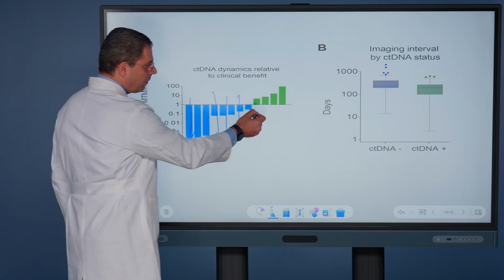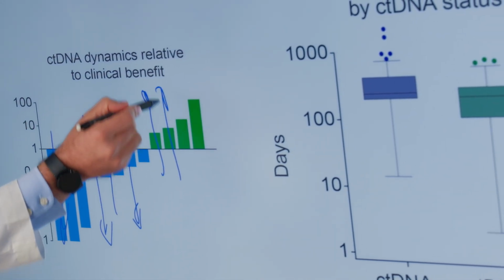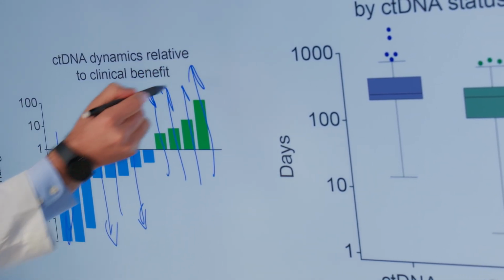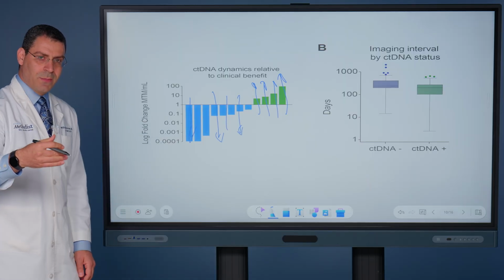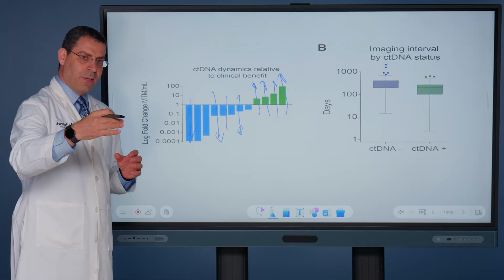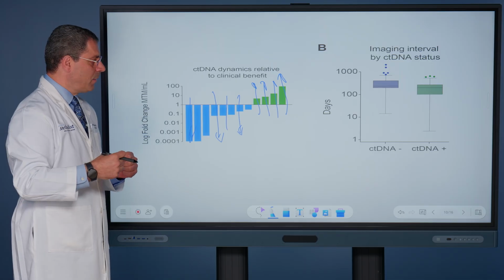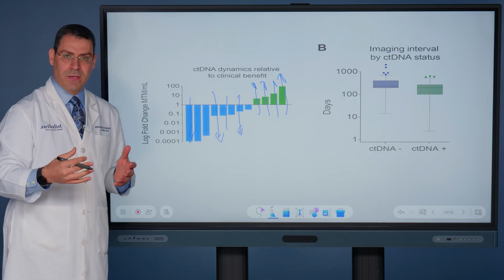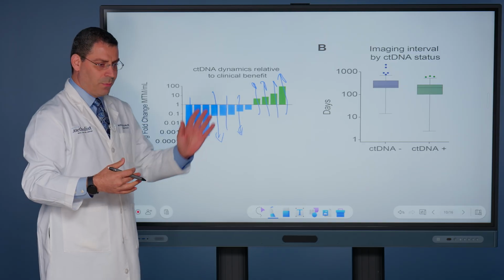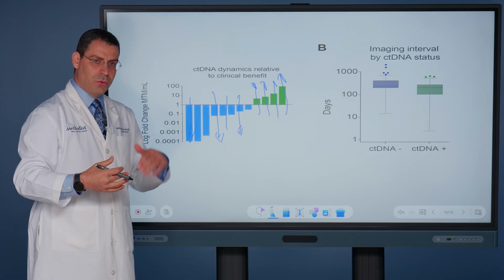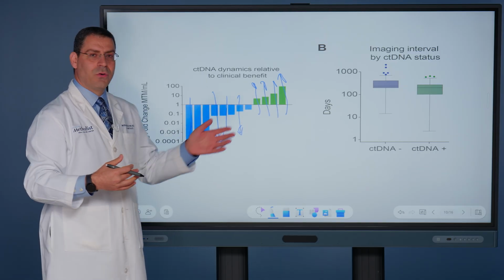On the other hand, in the green bars, the ctDNA is going up. That reflects that during the treatment, ctDNA is increasing in the blood, which reflects lack of benefit from the treatment, and maybe resistance to treatment and treatment failure. At this moment, it will be a clinical decision to change the treatment even before you see it on the scan.